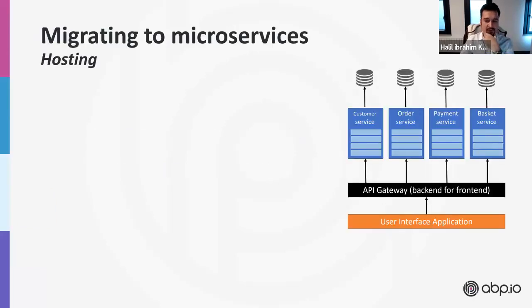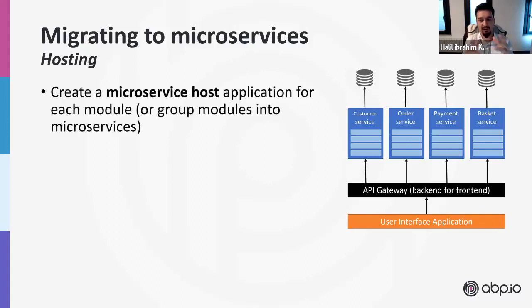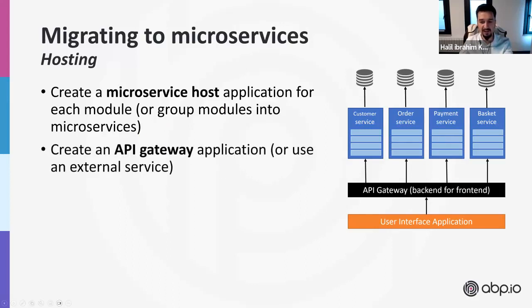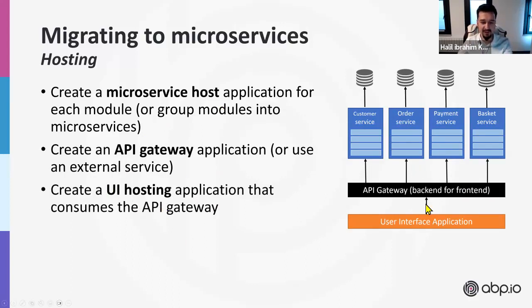The first obvious change is hosting. When you go to a microservice system, you now have multiple hosting applications. In a monolith system, you may have a single hosting application. So you typically create a different microservice host application for each module, and create an API gateway between your user interface and the microservices, and a hosting application to host your user interface.